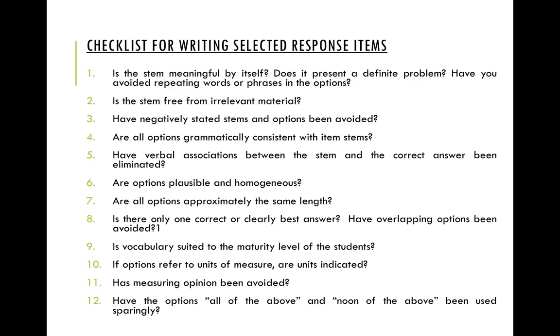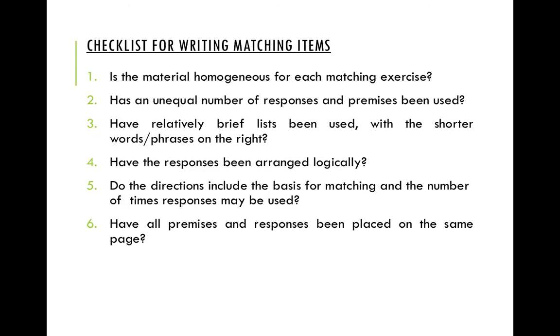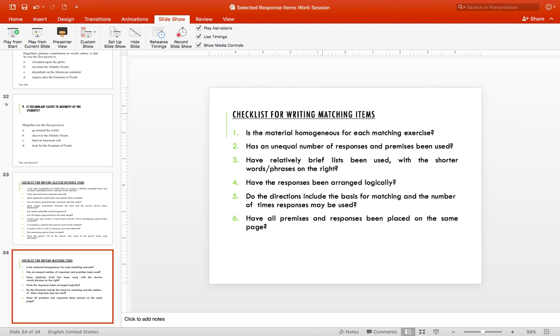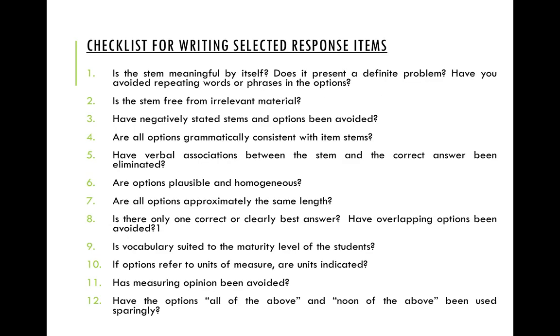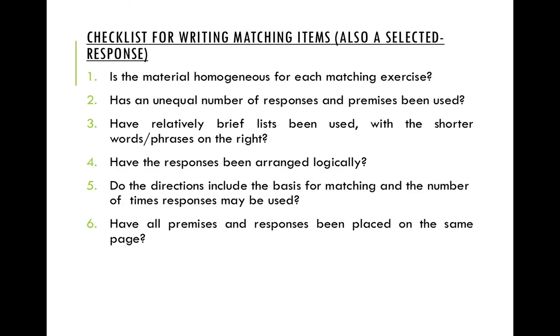That was your checklist for selected response, specifically for matching items, which are a type of selected response. So you know what, just for clarity, I'm going to write that in there: writing matching items, also a selected response. Okay, so those are just two important slides that I would print off if I were you. Particularly this one I think is really helpful. And then if you see yourself using a lot of matching items, this would be helpful as well.